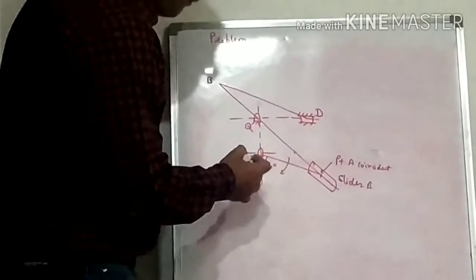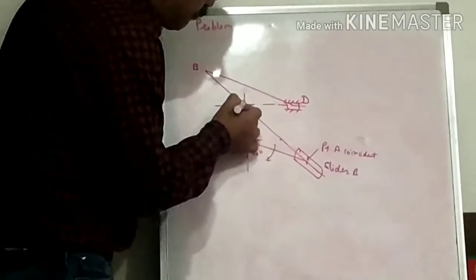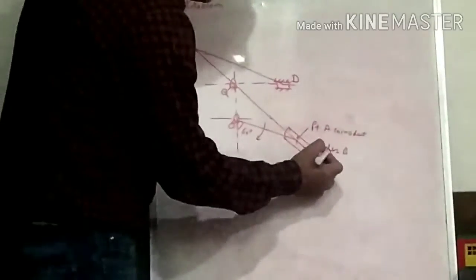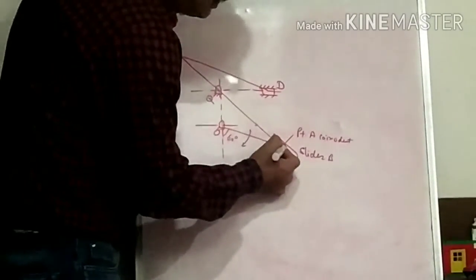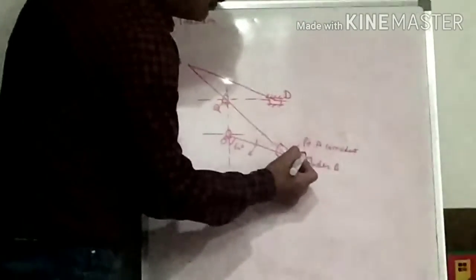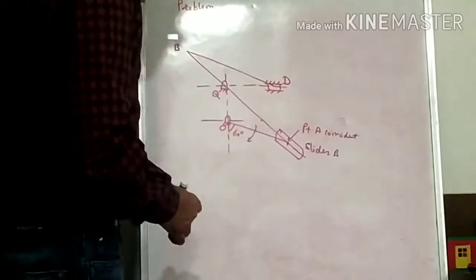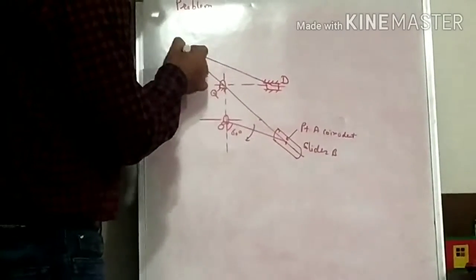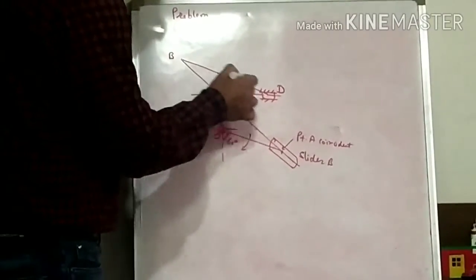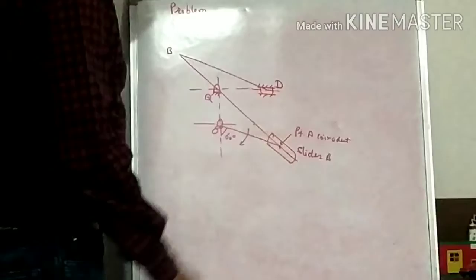So now here we consider this point O, and point Q is fixed. Here there is a slider B. Here link OB is the crank. It rotates in the clockwise direction. Point A is a coincident point with slider B at this particular position. Then this link is extended up to the point C. Another link is CD, and D is the slider.